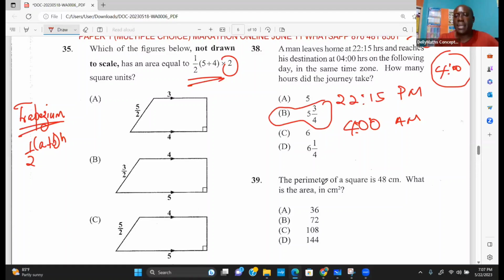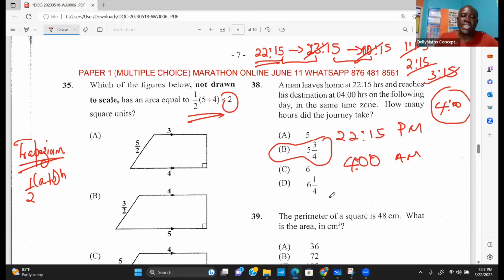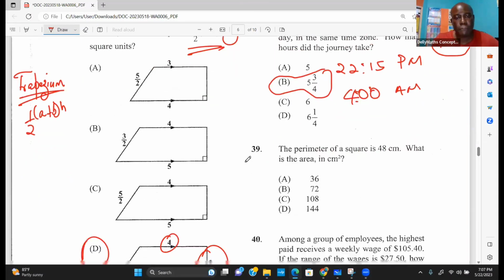You could check on your fingers. 10:15, 11:15, that's 1 hour. 12:15, 1:15, 2:15, 3:15, 4:15. Oh, 4:15 is not in. So you stop at 3:15 and you check how many hours that is: 5 hours. And then from 3:15 to 4 o'clock is another 3/4 of an hour, and you pick your answer, you go.